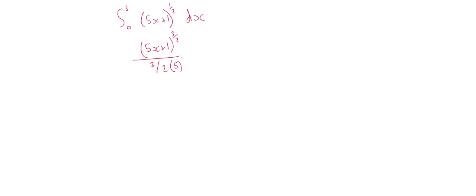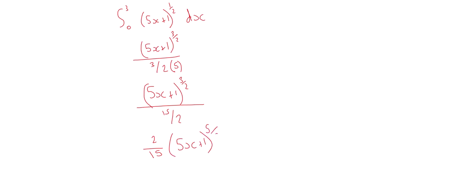Okay, so let's rewrite this. So this is now 5x plus 1 all to the power of 3 halves divided by 15 over 2. Now, instead of dividing by a fraction, remember we multiply by the reciprocal. So actually, I'm going to say it's 2/15 all times this. So instead of dividing by 15 over 2, I times by 2 over 15. And I wrote 5 because I got distracted by too many 5s. Okay, that is a 3.